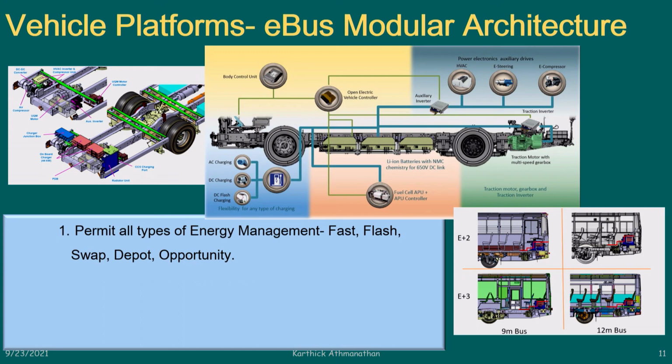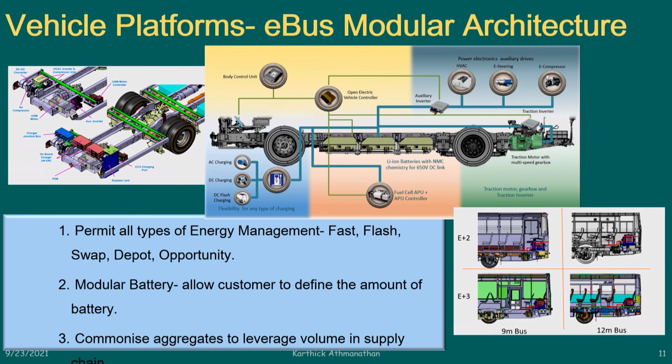So you need to be a little modular in the approach. The battery itself is better to be modular, so that if the customer wants double the capacity or range, you can give him double the number of batteries if he's got the need for it. And wherever it is possible, it's good to commonize the aggregates. These are the initial stages of e-mobility. So you can't have very specialized supply chains for each segment. You need to have as much of commonized aggregates as possible, so that you can leverage the volume and use the supply chain more productively.